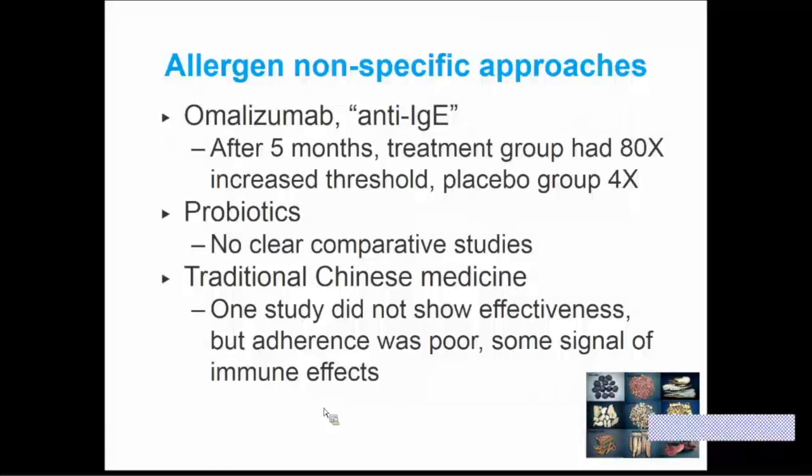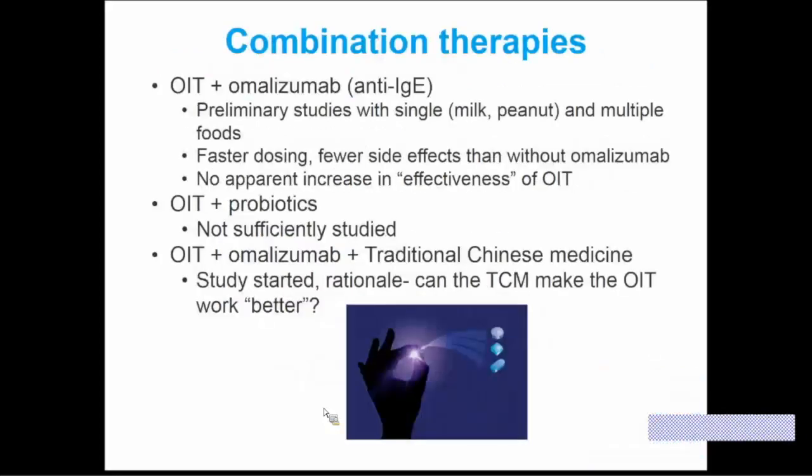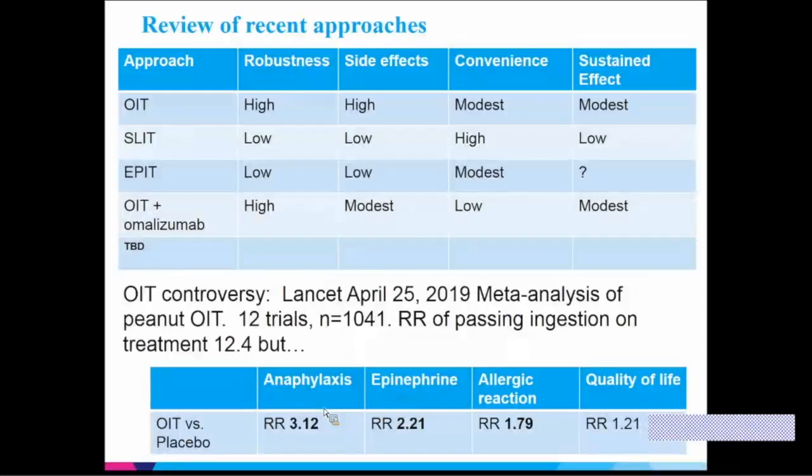Biologics are being looked at as well. Omalizumab is anti-IgE antibody. It's been approved for asthma and for chronic hives. This in and of itself might change the threshold. Probiotics as a prevention, maybe more than a treatment, is being looked at. We even have been looking at traditional Chinese medicines. We've been looking at combination therapies using anti-IgE or omalizumab as a cover for giving oral immunotherapy so you'd have less side effects, and a variety of other combinations.